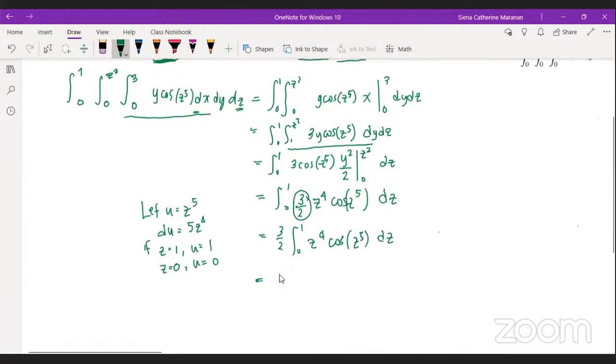Okay, so we'll have 3/2 integral from 0 to 1. After changing the variable, okay, we will get, ay nakalimutan ko yung dz pala. Sorry. Huwag natin kalimutan yung dz dito. Okay, so we will have here, kailangan natin mag-multiply ng 5 dito. Pag nag-multiply ng 5, we have to divide by 5. So, i-multiply ko na lang dito, times 1/5.